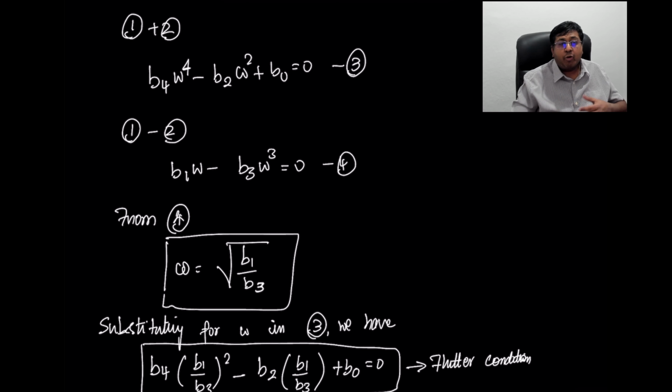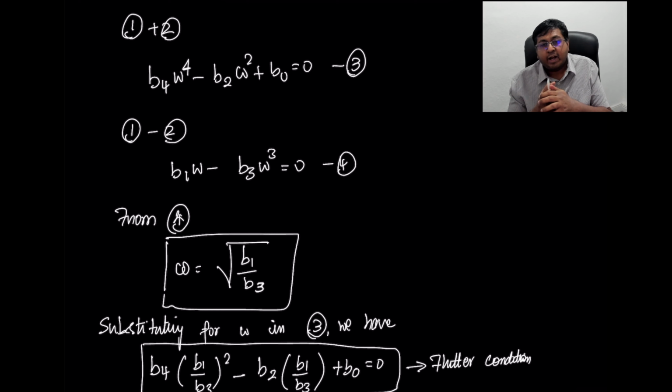Just to think about this, what have we done here? If we have a characteristic equation, let's say we have our equation of motion, we can write the characteristic equation. Then based on the coefficients of this characteristic equation, we can find the condition for flutter. Or in other words, we can also find the flutter frequency, the frequency at which flutter would occur.